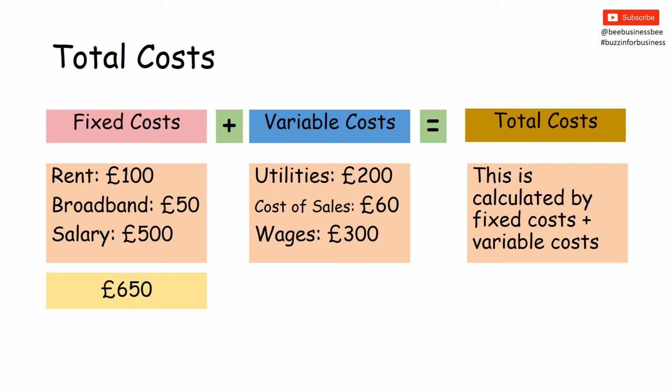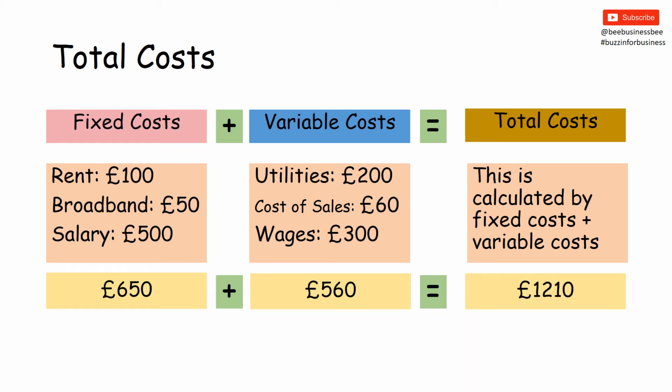Using this example here, you've got £650 of fixed costs. Add it to your £560 of variable costs, and the total cost in this example would be £1,210. Hopefully you've worked that out and hopefully you understand where those numbers come from.